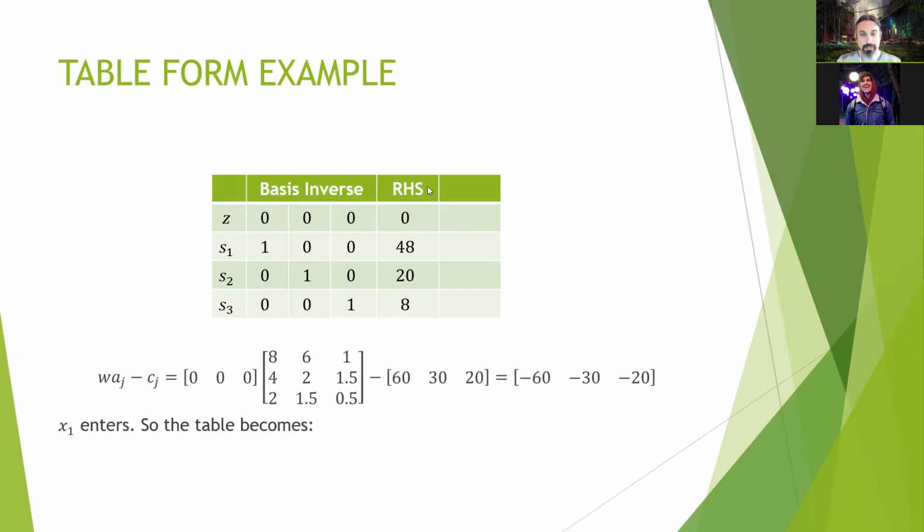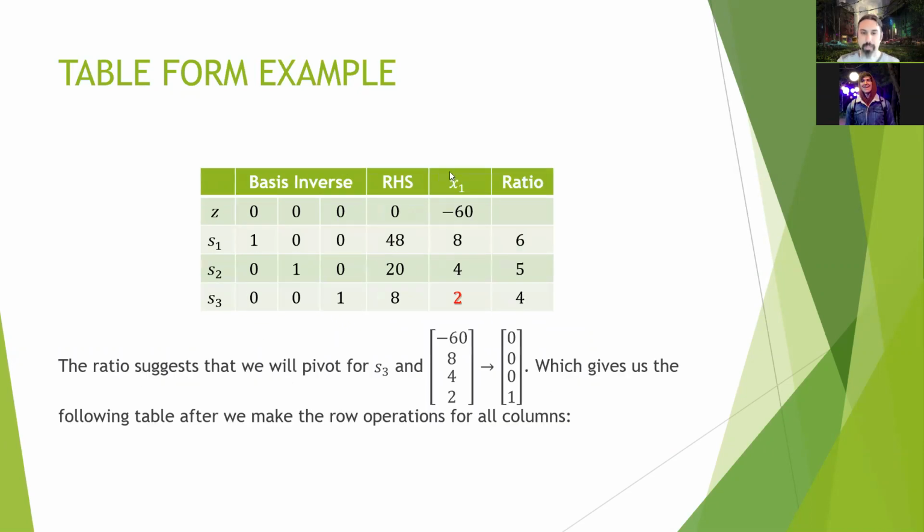Now, we already know that we can just use this part, W times AJ minus CJ, and we can use the N instead of AJ and CJ over here, as you can see, to find out who enters the solution. This is something we already know. And X1 is entering the solution. We already know that. X1 is written here. This is the one that's entering the solution.